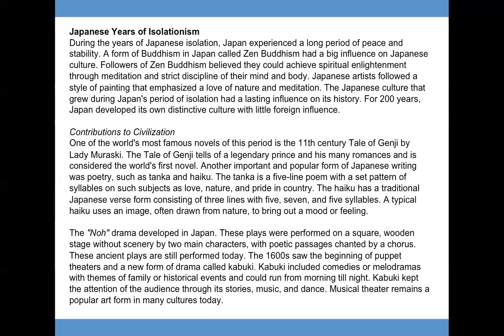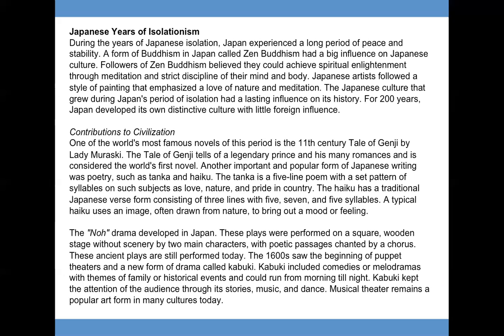Contributions to civilization. One of the world's most famous novels of this period is the 11th century Tale of Genji by Lady Murasaki. The Tale of Genji tells of a legendary prince and many romances and is considered the world's first novel. Another important and popular form of Japanese writing was poetry, such as tanka and haiku.